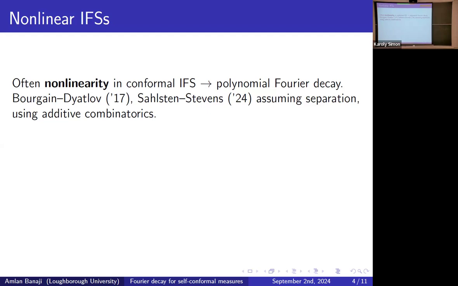Bourgain and Dyatlov considered Patterson-Sullivan measures on certain Fuchsian groups in hyperbolic geometry, and these are very closely related to self-conformal measures in one dimension, and showed that they have polynomial Fourier decay. And Sahlsten and Stevens later generalized the result of Bourgain and Dyatlov to show that if you take a well-separated conformal IFS on the line, and you assume a natural nonlinearity condition, then Gibbs measures will have polynomial Fourier decay.